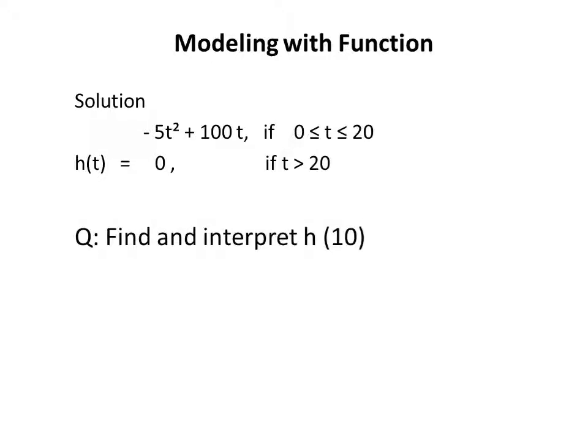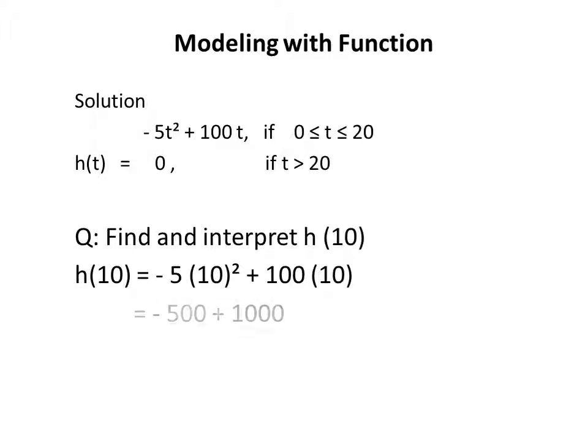So substitute 10 for t: negative 5 times t squared plus 100 times t. Doing the math, 10 squared is 100, times negative 5 is negative 500, plus 100 times 10 equals 1000. If you combine the two, you get 500. So what does that mean? The rocket is going to be 500 feet above the ground 10 seconds after it lifts off.